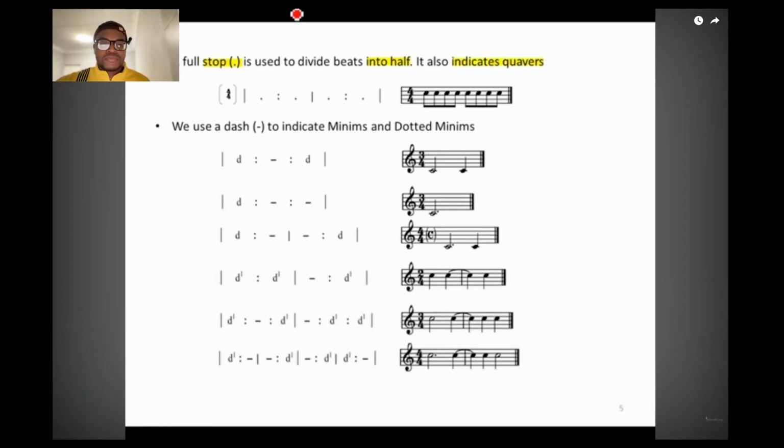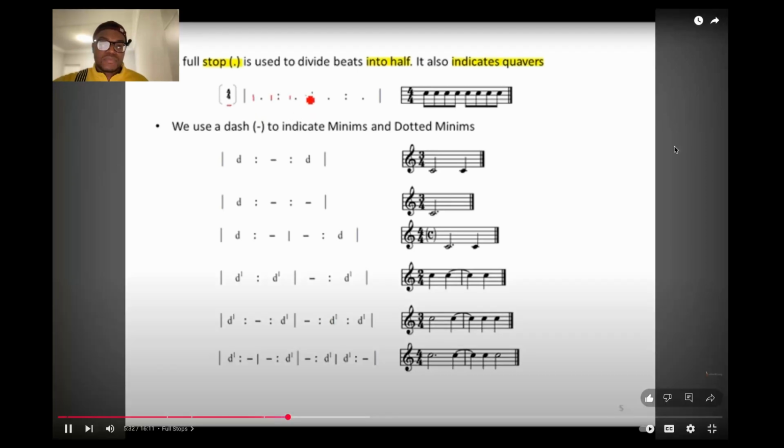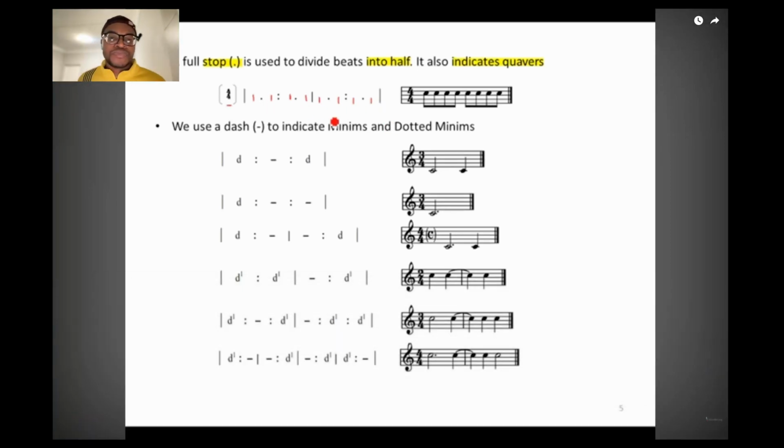So when we look at 4/4 time, we can see that there are 8 quavers in the bar. The first quaver, second quaver, third quaver, fourth quaver, which makes up the first group, fifth quaver, sixth quaver, seventh quaver, and lastly, the eighth quaver. So it shows us that the full stop will divide the beats into halves.